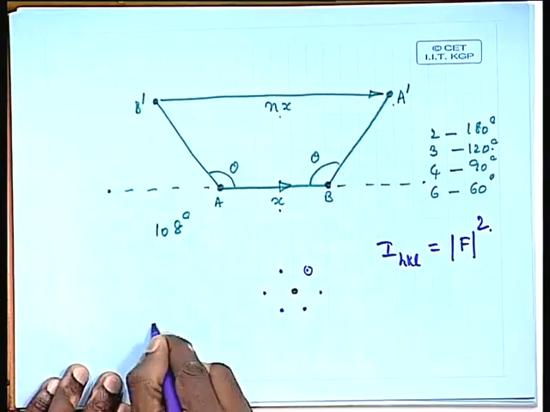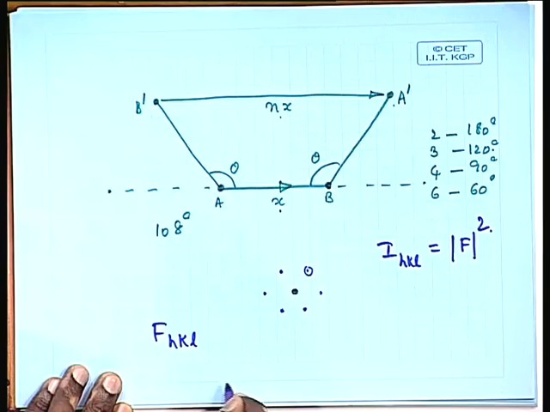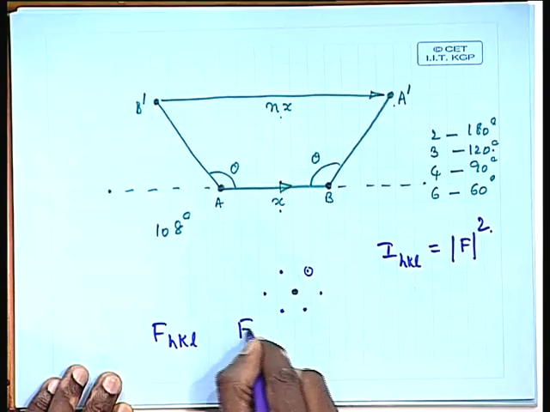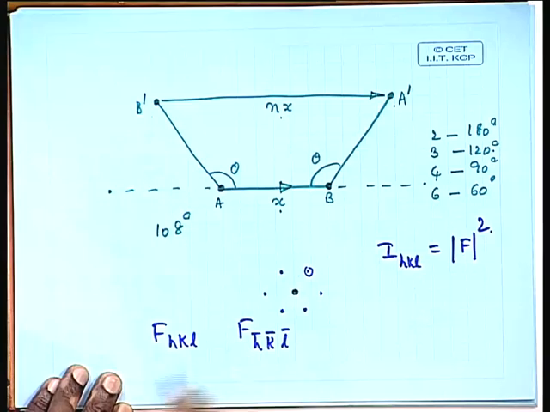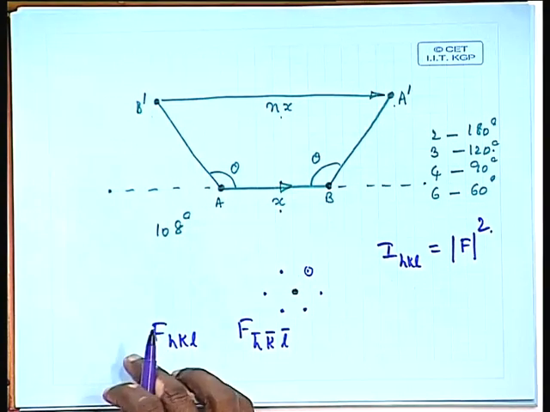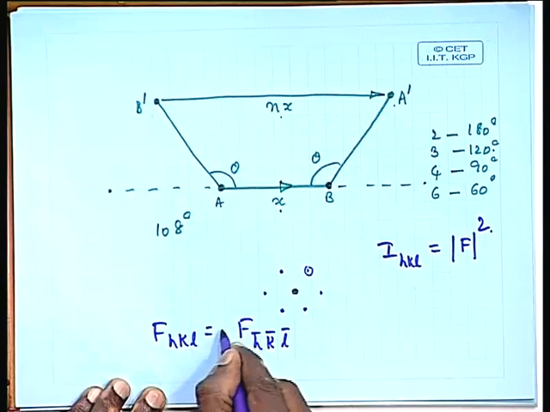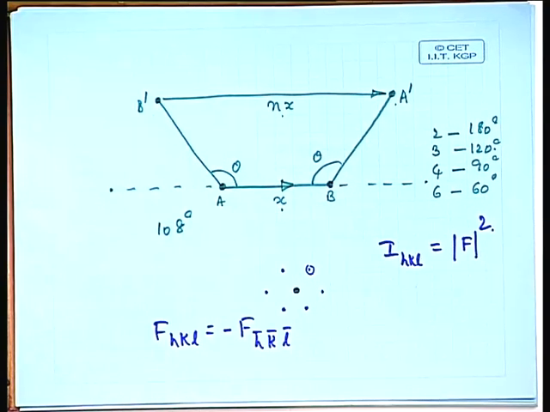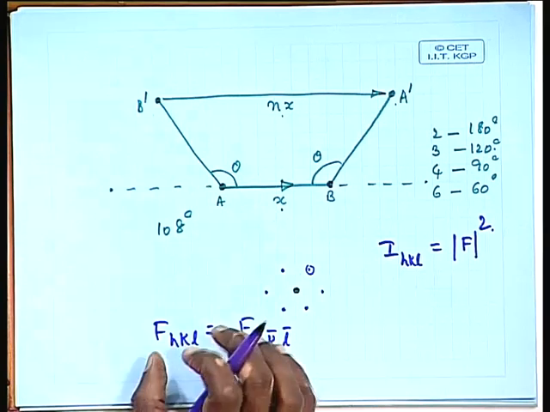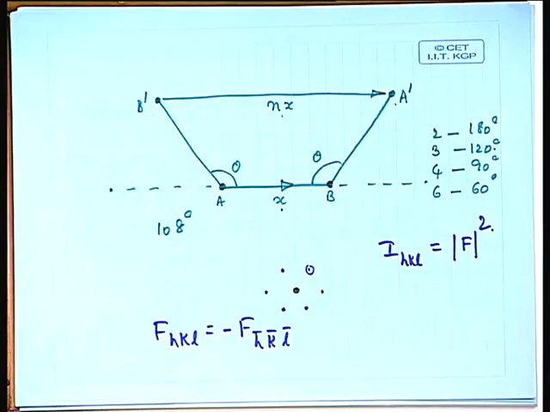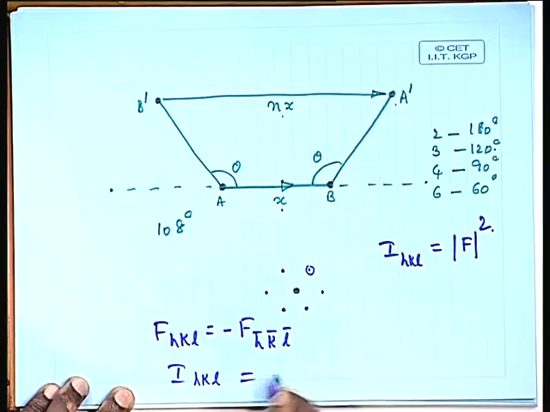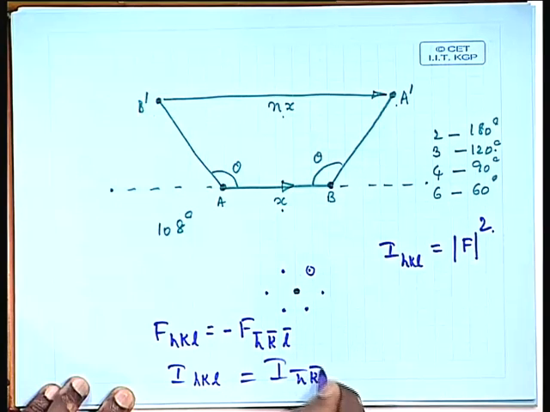Now if I look at the structure factor of an HKL plane and compare it with the structure factor of the H bar, K bar, L bar plane, two planes which are parallel to each other, the structure factor of this is always nothing but the negative of the other. They are the same in magnitude, but differ in sign only. If I take the square of this structure factor, the intensity of the HKL plane will always be equal to the intensity of H bar, K bar, L bar.